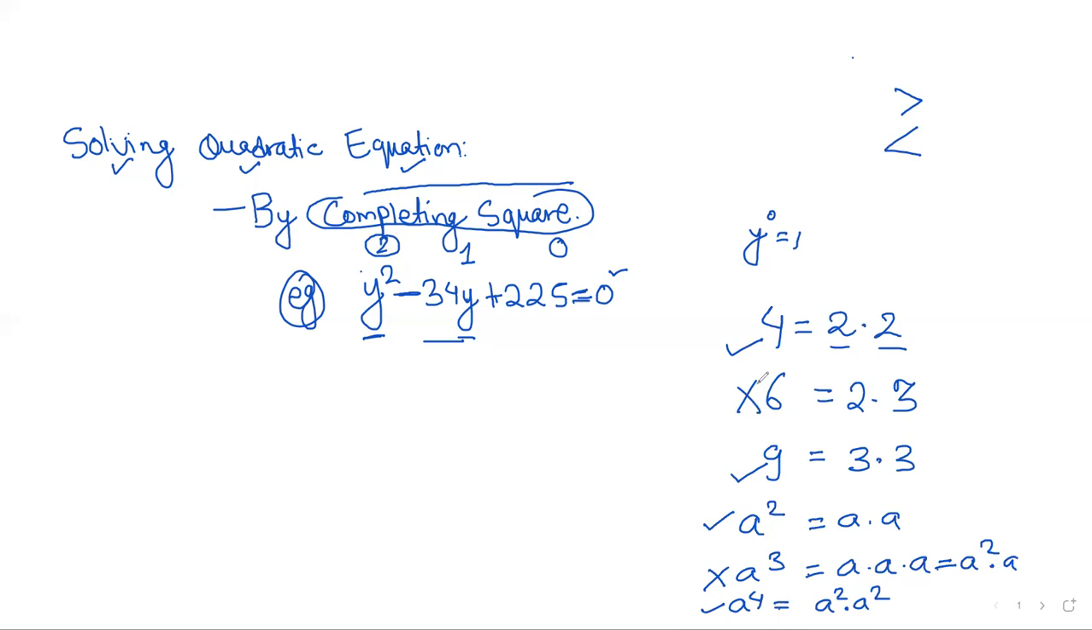Once we get expressions like this, not with just numbers but with variables, where we have three terms, the first term is y square, the second term is negative 34y, the third term is 225. If it has three terms, these kinds of expressions are also called trinomials. So there is a square form of trinomial also.